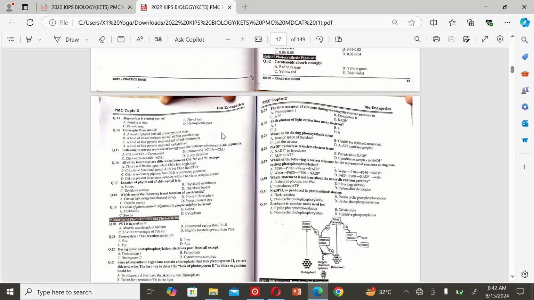The next MCQ is: the final acceptor of electrons during the non-cyclic electron pathway is A. Photosystem 1, B. Photosystem 2, C. ATP, and D. NADP. So the correct option is D, NADP.